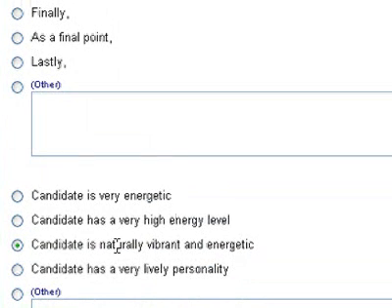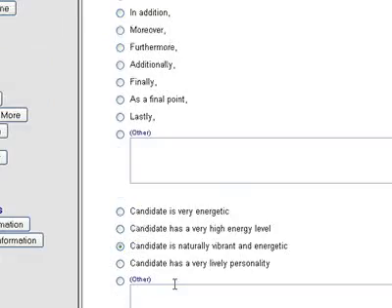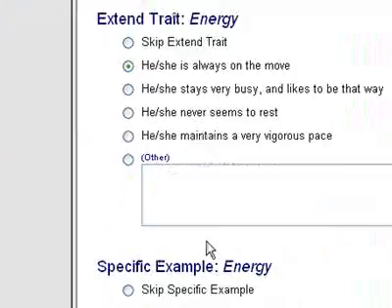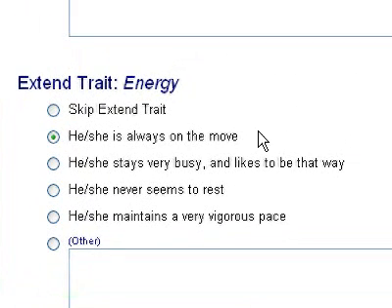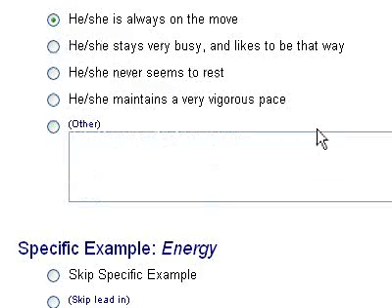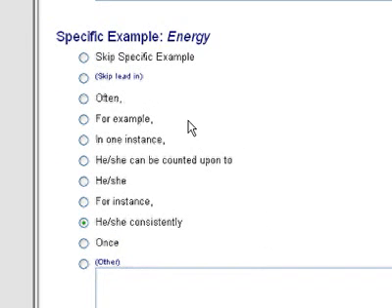So I'm saying the candidate is naturally vibrant and energetic. Remember, I'm talking here about the candidate's energy. So that's a way of describing his energy. And then you sort of extend the trait a little bit. He or she is always on the move is the one that I selected here. And now you want to give a specific example in which this candidate demonstrated this trait. Instead of just making this an airy-fairy recommendation, this gives us some meat.